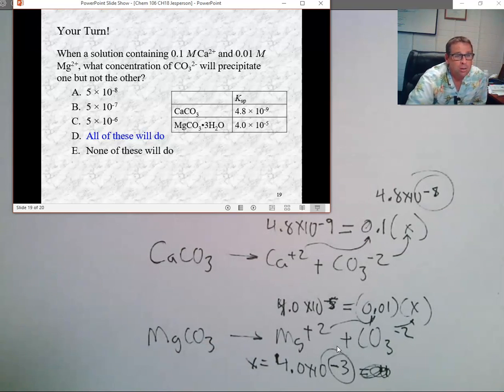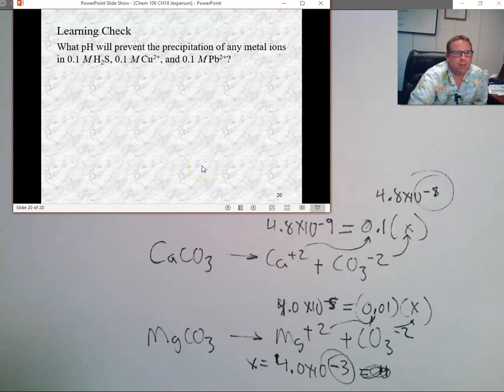So we decided that all of these concentrations will precipitate out one, but not the other. And we want to know which one will precipitate out. Okay, so all of them will precipitate out the CaCO3. That's right, the calcium ion, and leave behind the magnesium. Okay, very good.